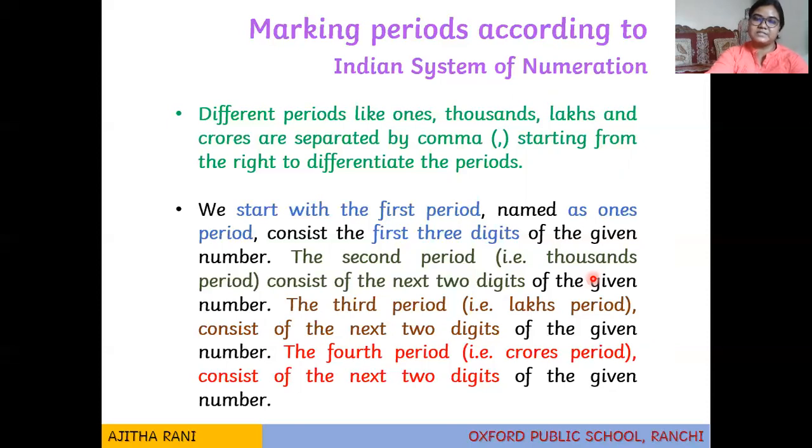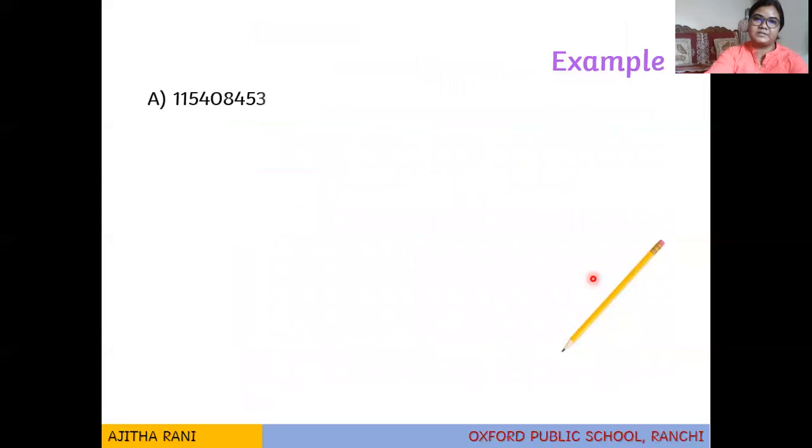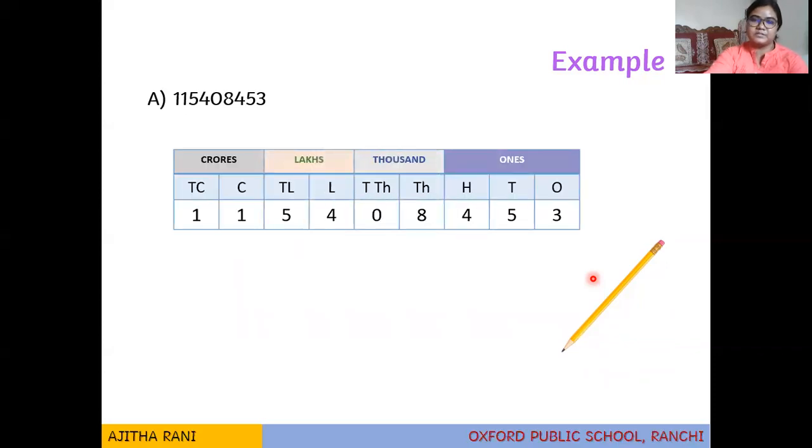Now let us understand this with the help of an example. Let us take this large number. Now how to read and write this particular large number? In order to do this, we will make use of the place value chart. See, we have grouped the digits according to the period. The first period ones, then going for the thousands, lakhs and crores. If you see the first grouping, it is of 3 digits. The first period consists of 3 digits or 3 places. And then further thousands, 2 places, lakhs, 2 places and crores, 2 places.